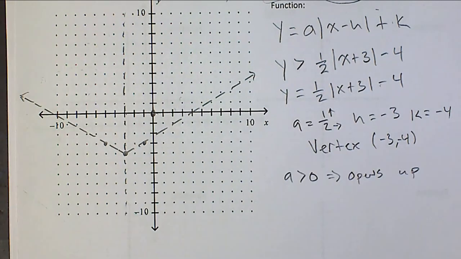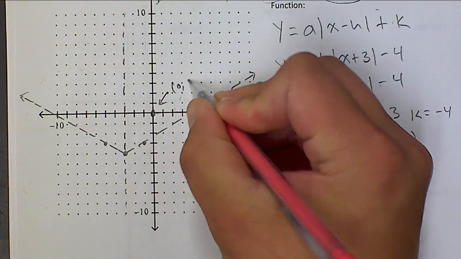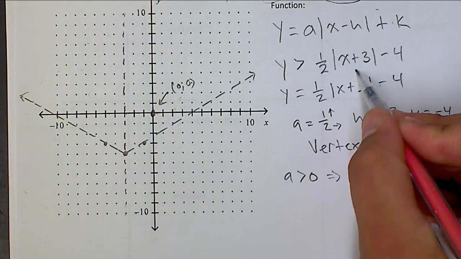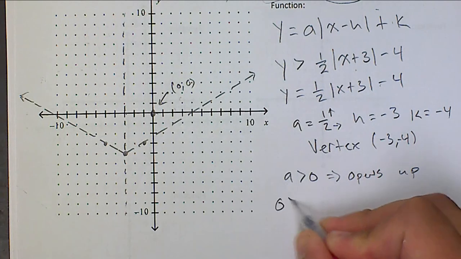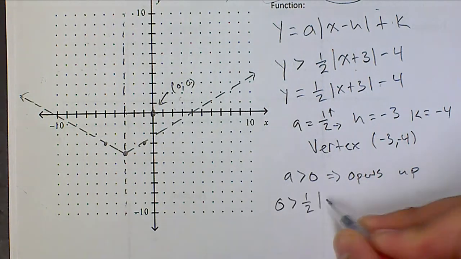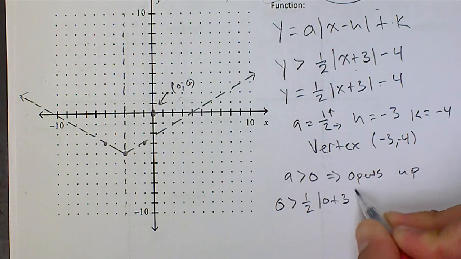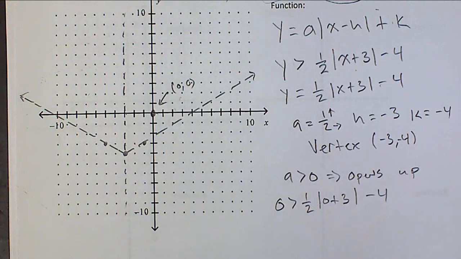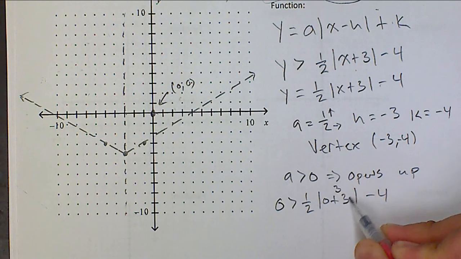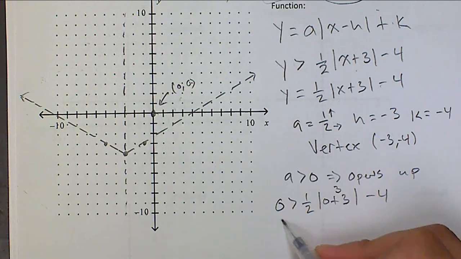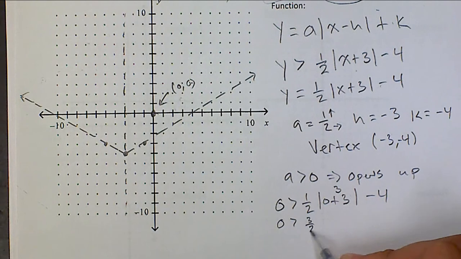So we go ahead and choose (0, 0) and substitute it back into our original inequality. We have 0 is greater than 1/2 times the absolute value of 0 plus 3, minus 4. Okay, 0 plus 3 is 3. The absolute value is 3. So 3 times 1/2 is equal to 3/2, minus 4, or 1.5 minus 4.